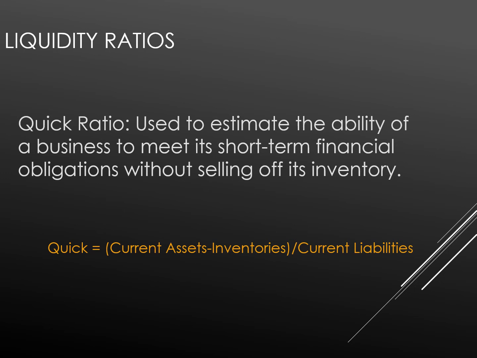So one liquidity ratio is called the quick ratio, and it's used to estimate the ability of a business to meet its short-term financial obligations without selling any inventory. So overall, an easy way to look at this is our quick ratio is our current assets minus our inventories divided by our current liabilities. And that'll just give you a quick and easy quick ratio.